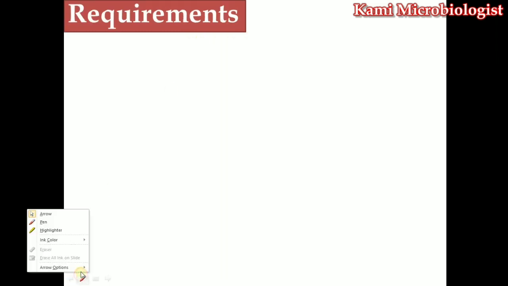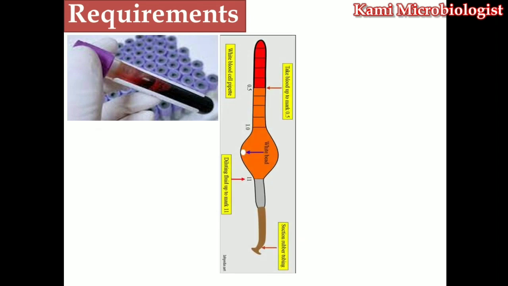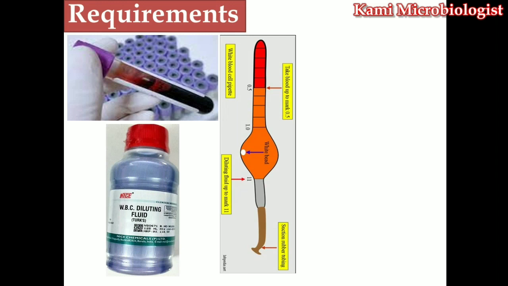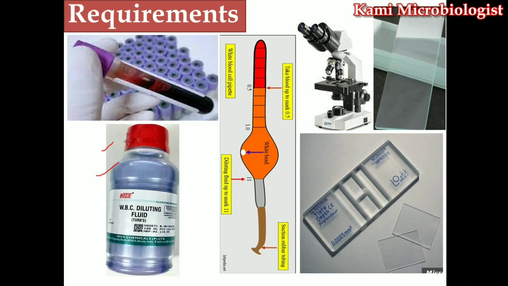Then we have the requirements, what we require for the RBC count. We need a blood sample in an additive tube. We need a white blood cell pipette or an RBC pipette; the RBC pipette and white blood cell pipette are the same. We need not the white blood cell dilution fluid, actually we need the red blood cell dilution fluid. I put the figure here mistakenly. This is actually the red blood cell dilution fluid. We also need a light microscope, a slide, and a hemocytometer slide as well.